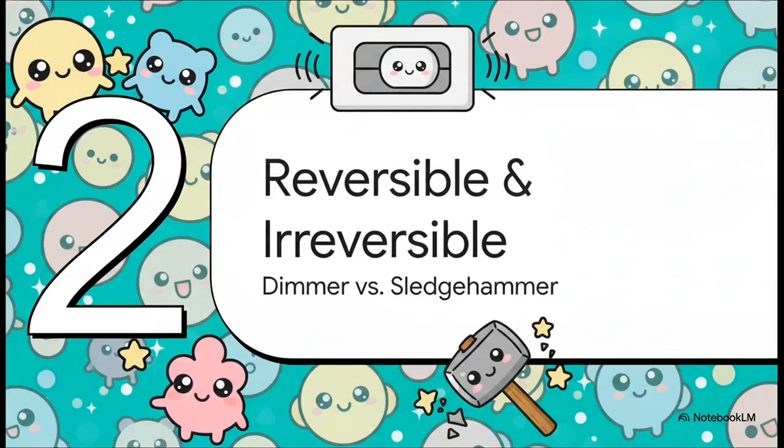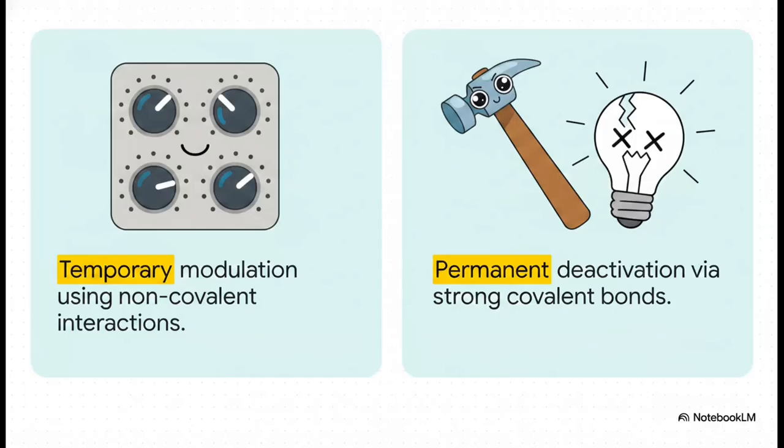Moving on to Part 2, reversible versus irreversible, the dimmer switch and the sledgehammer. Generally speaking, an inhibitor can take one of 2 main paths. The first is reversible inhibition, which is temporary. It relies on non-covalent interactions, things like hydrogen bonds. It's exactly like a dimmer switch in your living room. You can turn the light down to fine-tune the vibe, but you can always turn it back up whenever you want. Irreversible inhibition, on the other hand, is like taking a literal sledgehammer to that same light fixture. It forms strong, permanent covalent bonds, effectively destroying the enzyme's ability to ever function again.